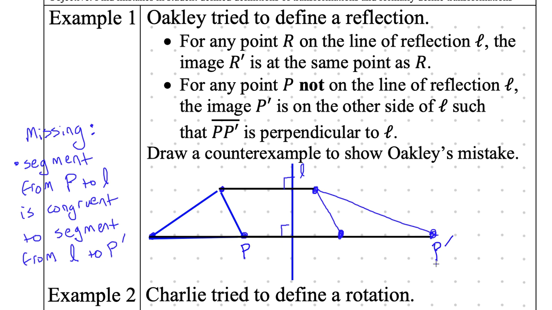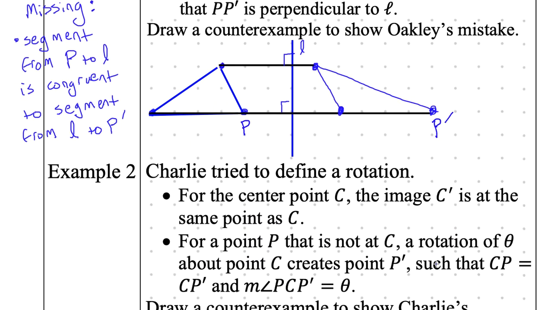All right. I'm not sure how well everyone followed that. Give me a quick fist of 5. Does everyone understand what the error was in Oakley's definition? Okay. I don't see any close corners. Let's go on to the next one.